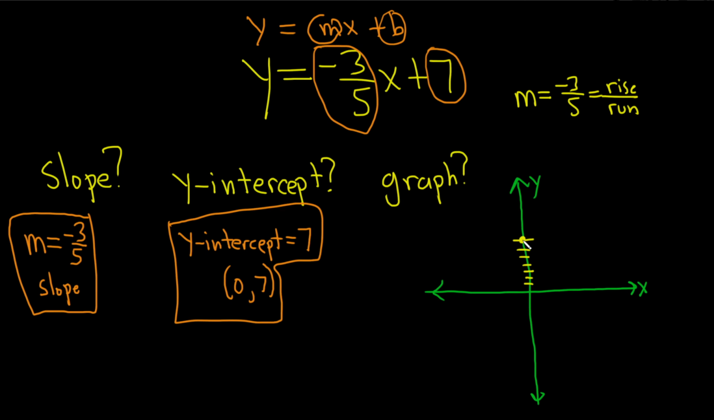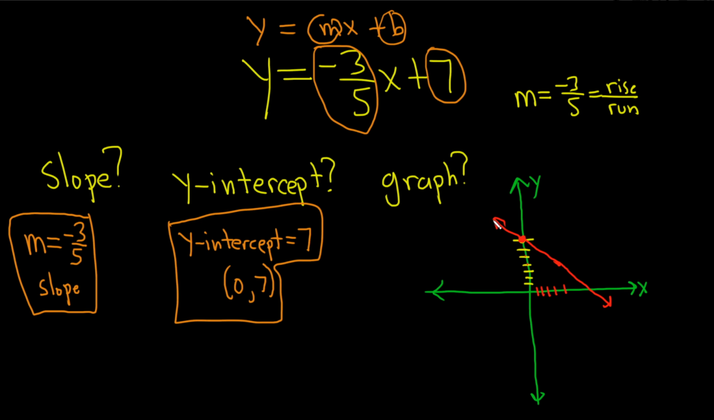Okay, so from here, I'm going to change the color to red and I'm going to count. So down 3, 1, 2, 3, and now we're going to run 5. 1, 2, 3, 4, 5. So we're right here. Boom. And now I'm going to connect the dots and then extend it to make a beautiful line. And we can go this way here as well and extend it as well.